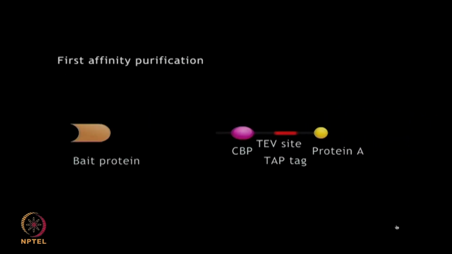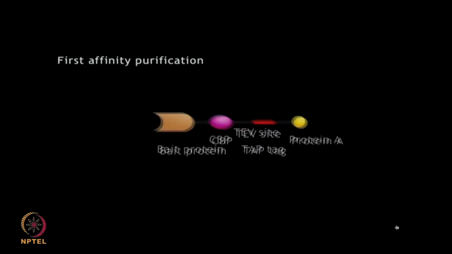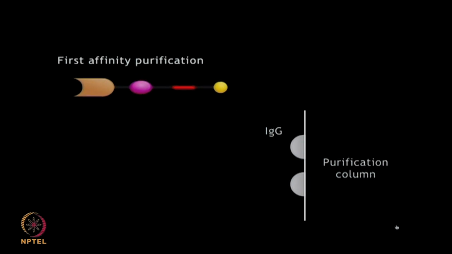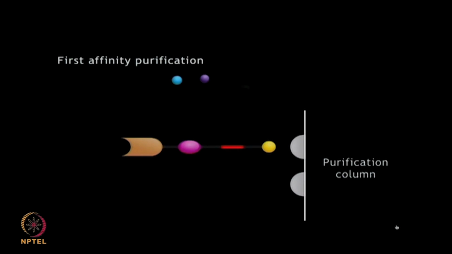In immunoprecipitation, the protein of interest is fused with a TAP tag which contains a calmodulin binding peptide, a TEV cleavage site and protein A. Depending upon the proteins to be studied, this tag can be modified. The tag is then bound to the column through affinity interactions between protein A and IgG. The protein mixture whose interactions with the bait protein are to be studied is then added.